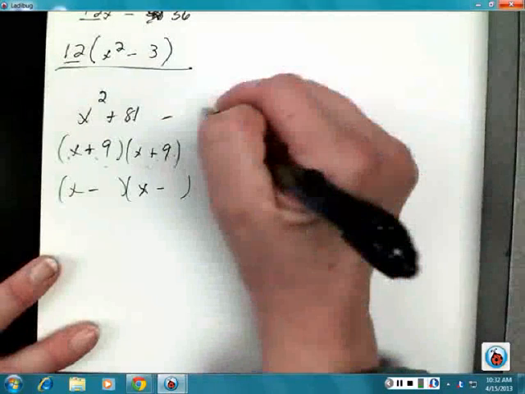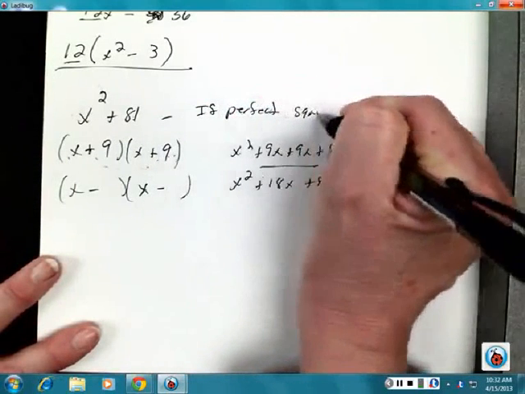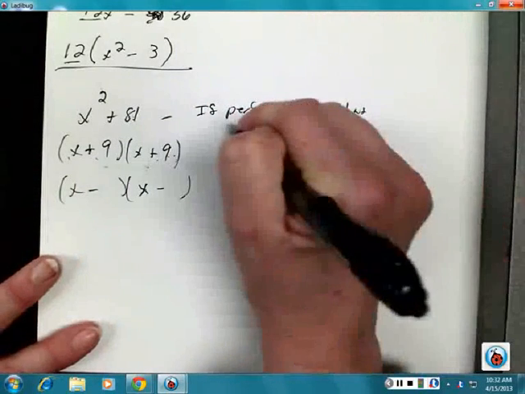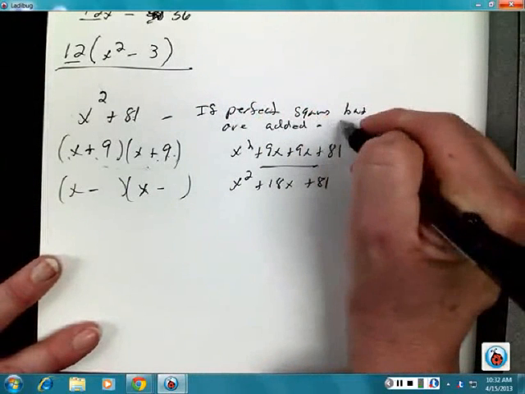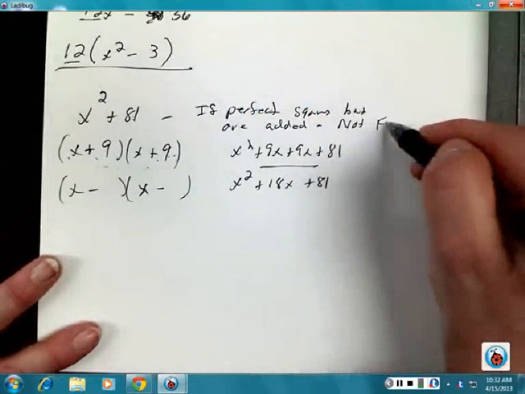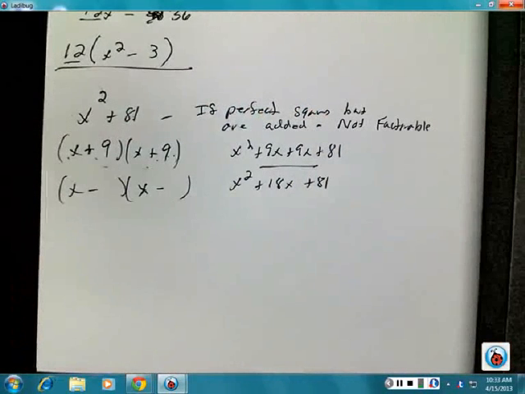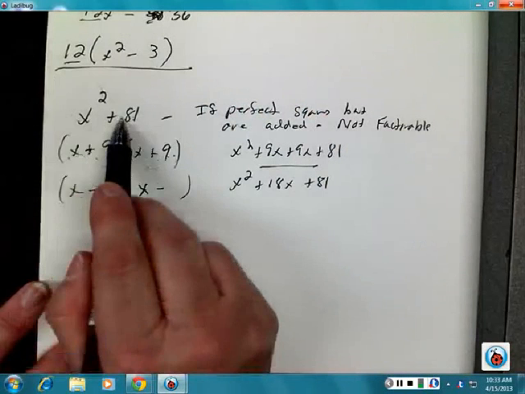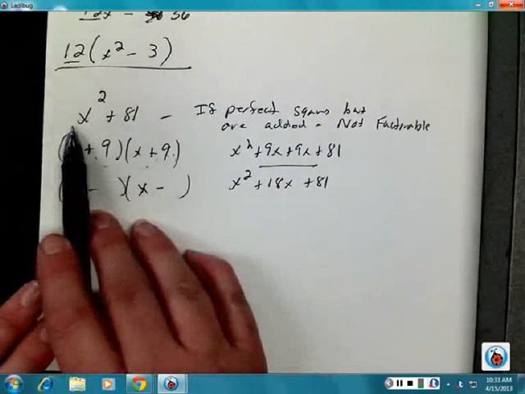So if you have perfect squares that are added, it is not factorable. If you're going to factor, there has to be a negative in there. If it's a plus and you have two terms, the only way to factor it is if you can pull something out of it.